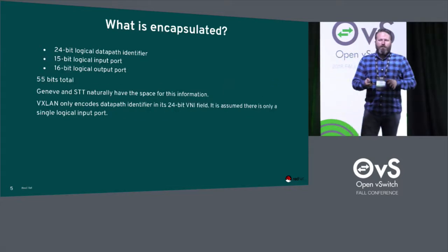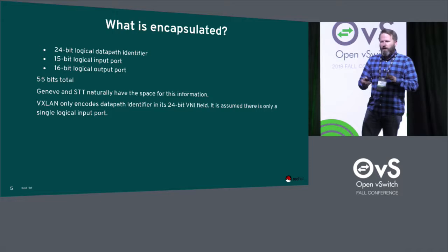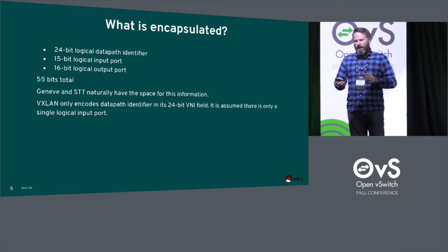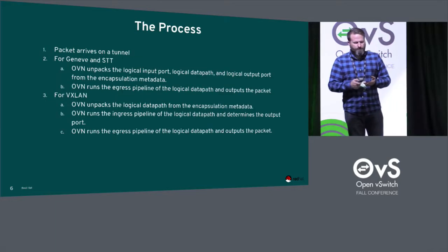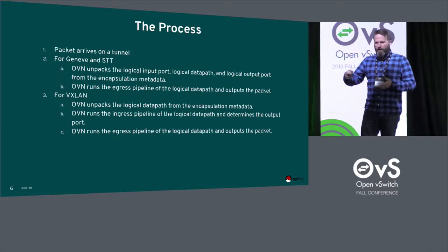So what's in this encapsulation? Well, there's 55 bits of data: a 24-bit logical data path identifier, a 15-bit logical input port, and a 16-bit logical output port. Geneve and STT have the space within their headers to be able to just embed this information. With VXLAN, you only have a 24-bit field, so we only use VXLAN when communicating with gateways and only encode the data path identifier.